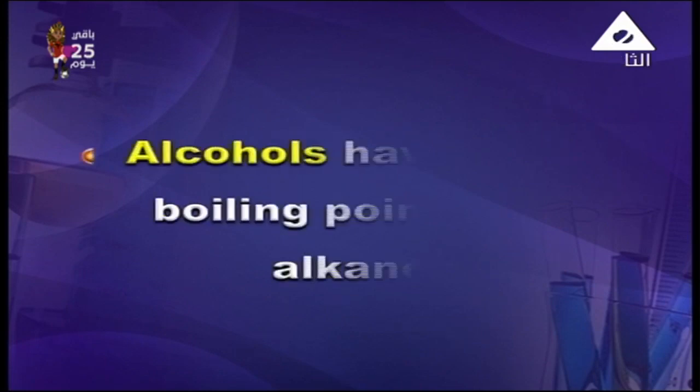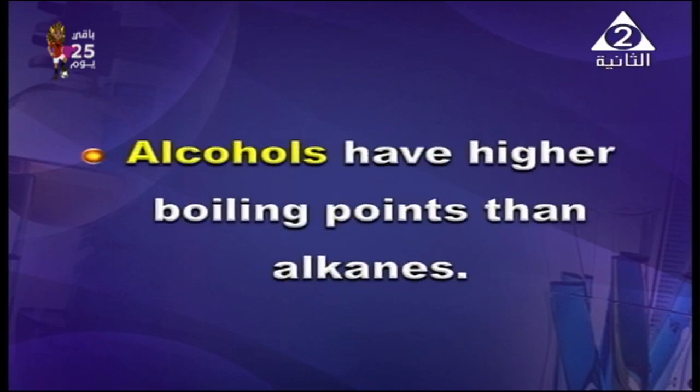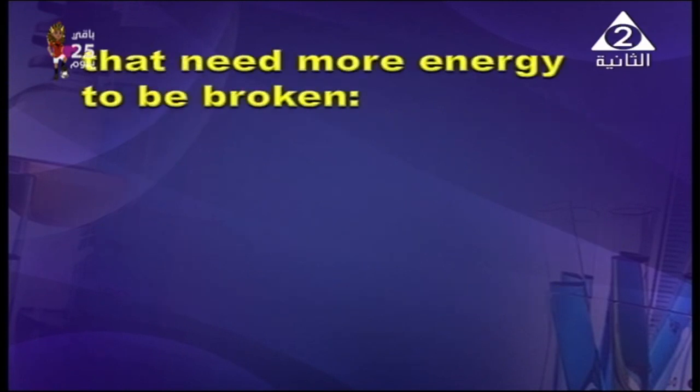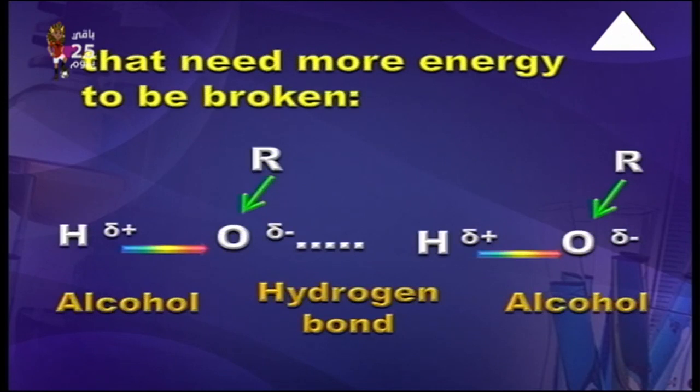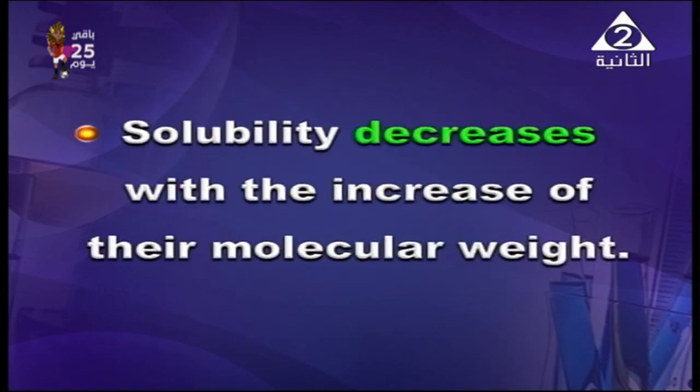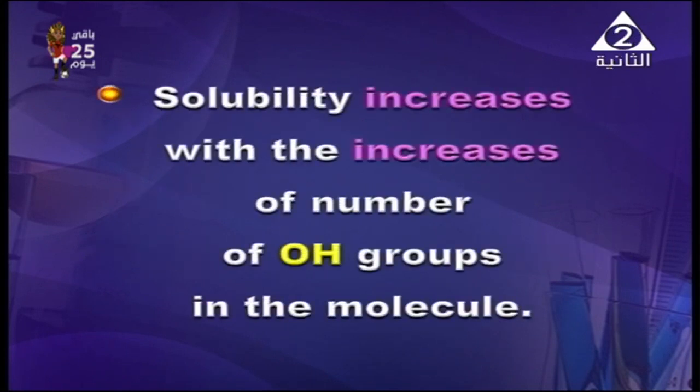Another give reason. Alcohols have higher boiling point than alkanes due to the presence of polar hydroxyl group which forms hydrogen bonds between the molecules of alcohol and each other that need more energy to be broken, as the polarity of hydroxyl group forms hydrogen bonds between its molecules. The factors affecting the solubility of alcohol in water: solubility decreases with increase of their molecular weight. Solubility increases with the increase of number of hydroxyl groups in the molecule.